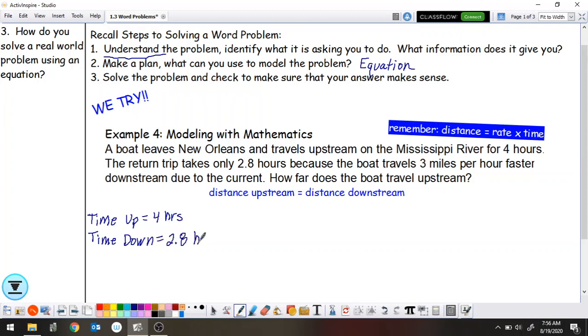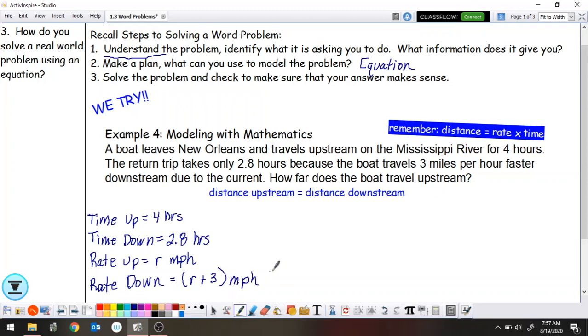But we're given a description of rate in comparison to the rate upstream. So I'm going to describe the rate upstream, because I don't know it, with the use of a variable. And I'm going to say that my rate upstream is r miles per hour. And then I can write an expression for my rate downstream by comparing it to that rate upstream. So 3 miles per hour faster would be an additional 3 miles, so r plus 3 miles per hour.